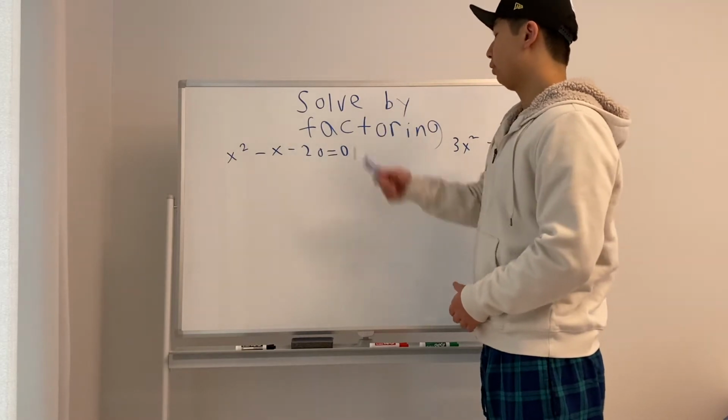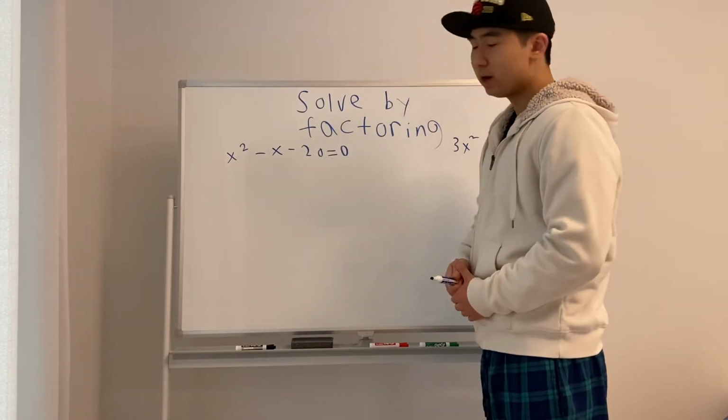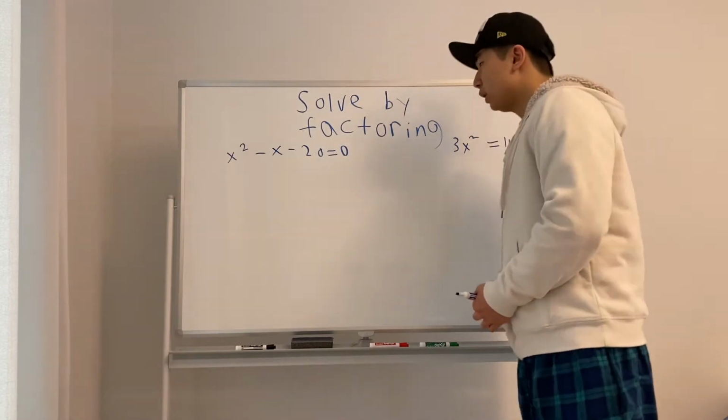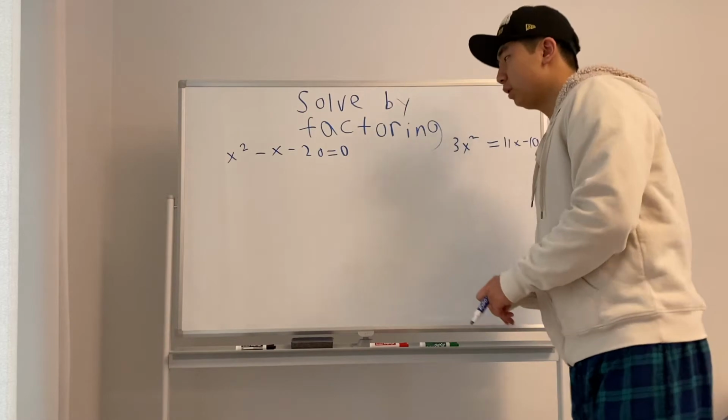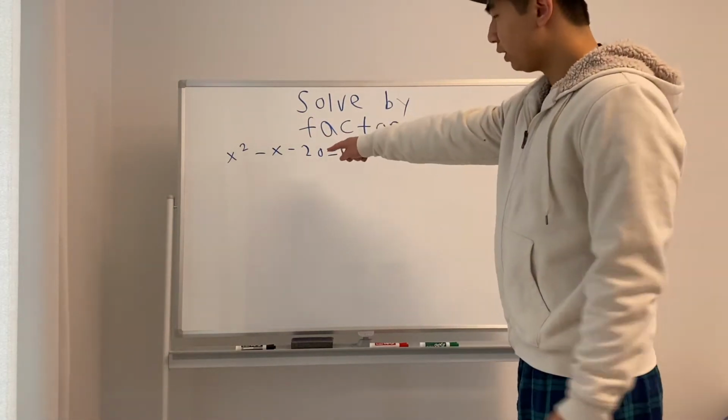So here we're supposed to solve for the x value by factoring. Essentially we're solving for two x-intercepts, and we have to do that by factoring. So how do we do that? Well, let's start off with this equation on the left.